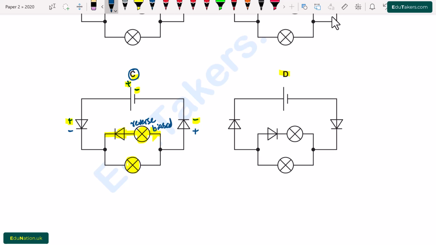Again in D, we see here plus, minus and negative, plus. There is reverse biasing, and this negative is attached with the positive. So there is reverse biasing, current cannot flow. So option C is correct.